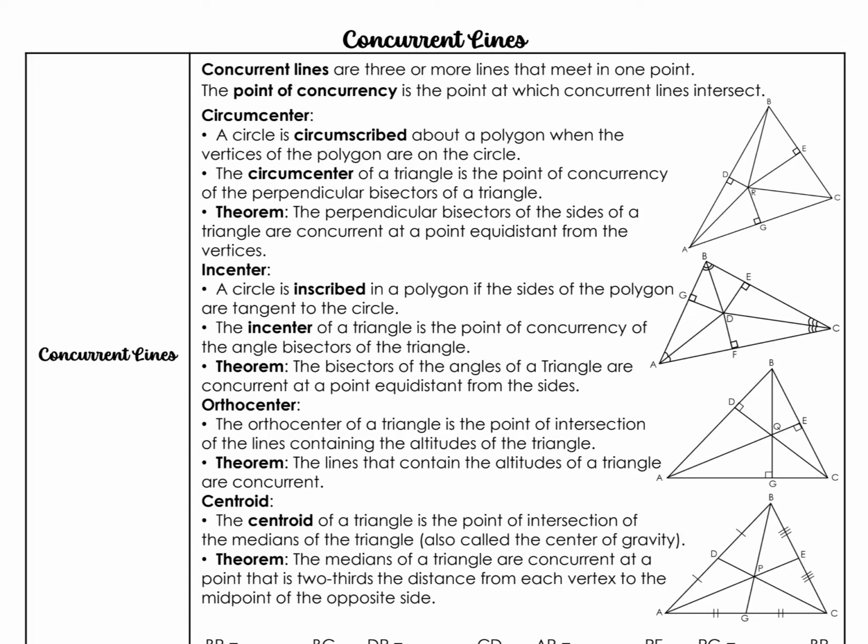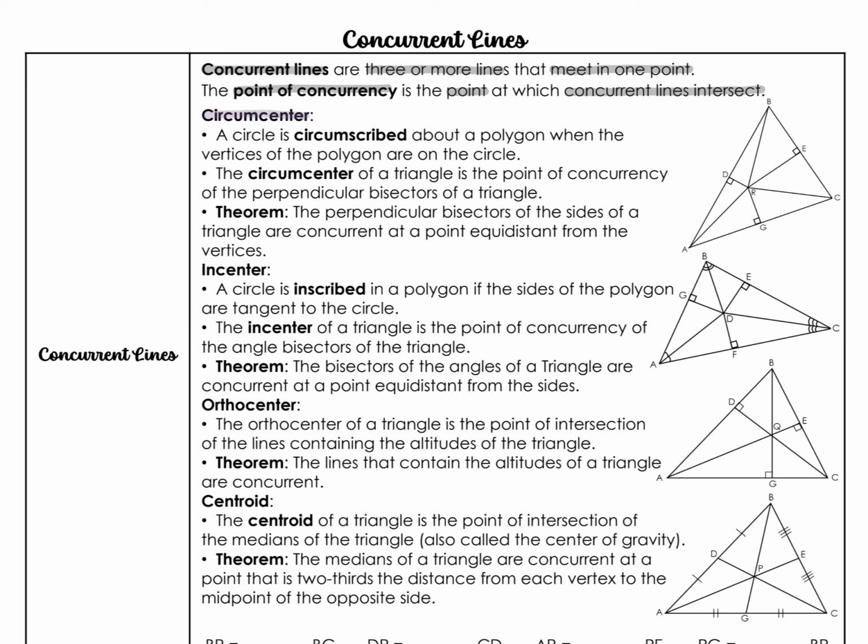In this lesson, we're going to go over concurrent lines. So starting off, a concurrent line or lines are just three or more lines that will meet at one point. Your point of concurrency is going to be the point at which those concurrent lines intersect, they cross. So we've got four of them that we're going to talk about.